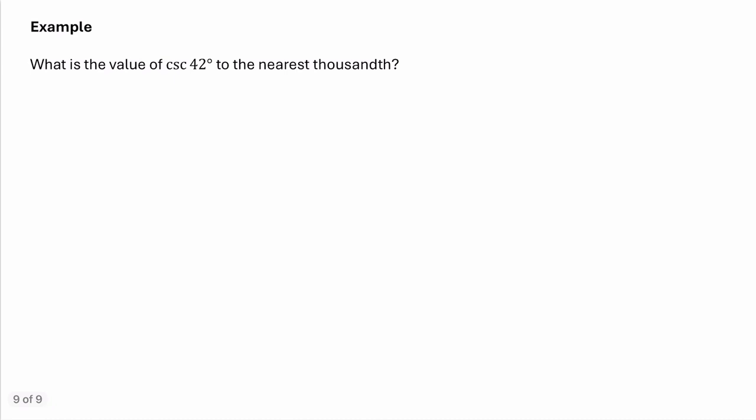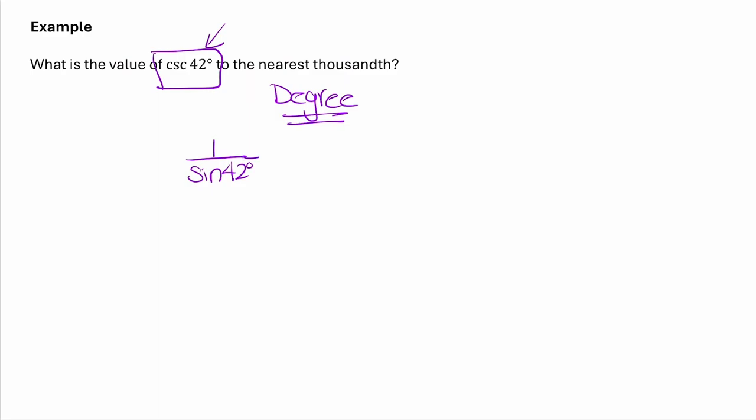So now here, this last problem wants us to find the value of cosecant 42 degrees to the nearest thousandth. So you can actually use your calculator to do this. Remember, you always want to check that your calculator is in degree mode, right? Because this is giving us an angle measure in degrees. So cosecant, remember, is 1 over sine. Okay, so the reciprocal functions we cannot actually do in our calculator. What we can only do are sine, cosine, and tangent, right? Just like you learned back in geometry.